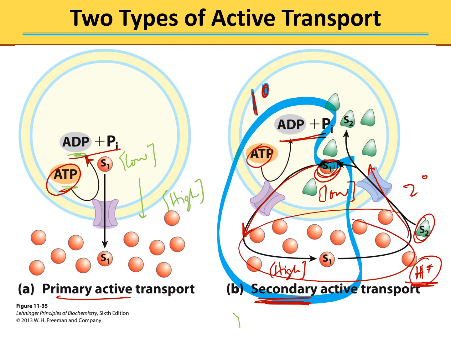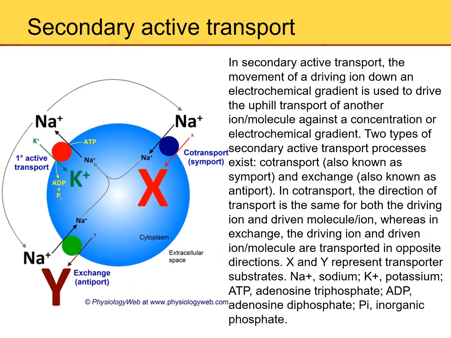ATP hydrolysis, and then this high gradient of H plus, for example, or something else, goes down from high to low, and as it's going down, it takes along something else with it against a concentration gradient, and that's called the secondary transport, right? So I think I'll explain this a bit more here.